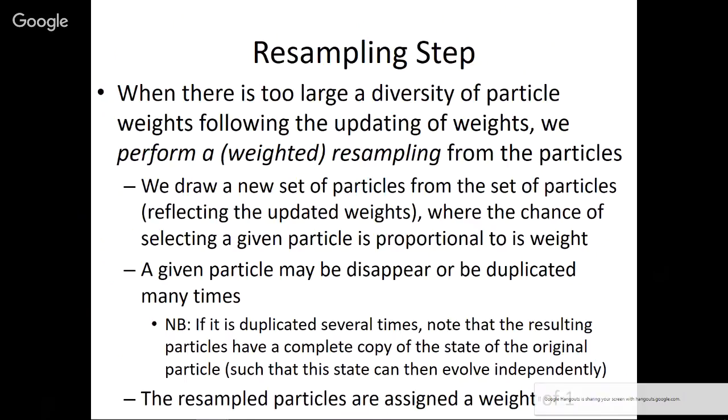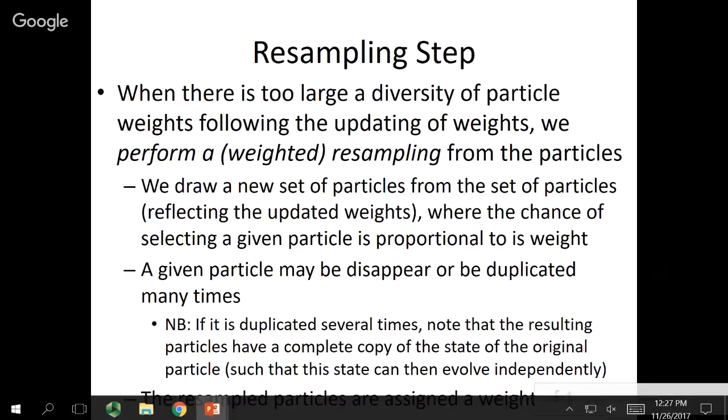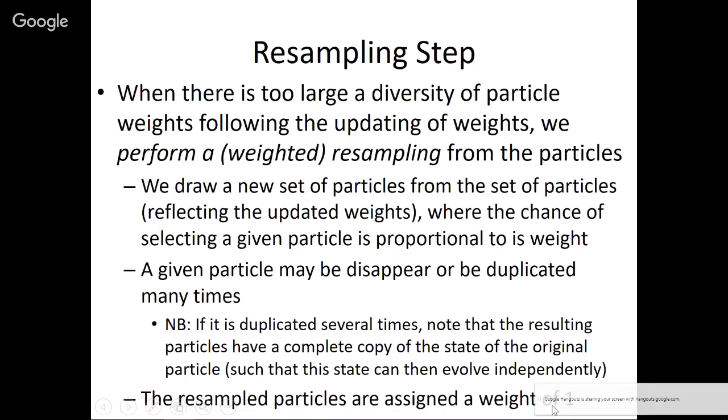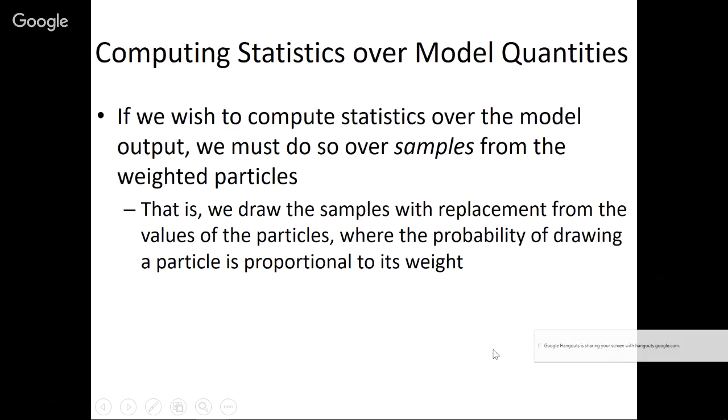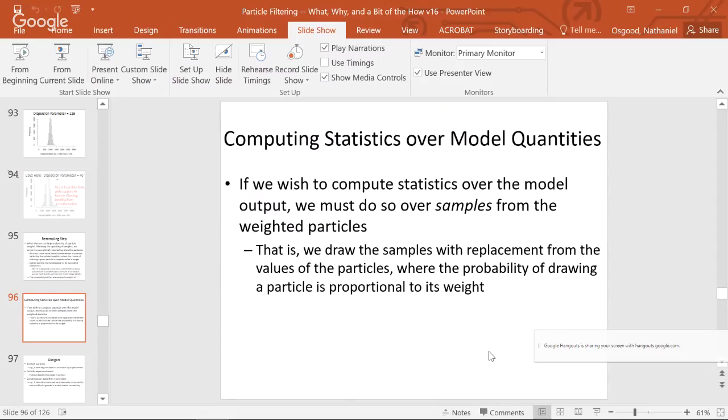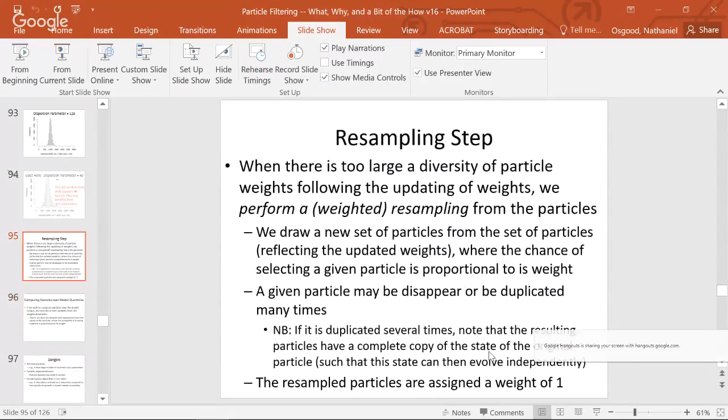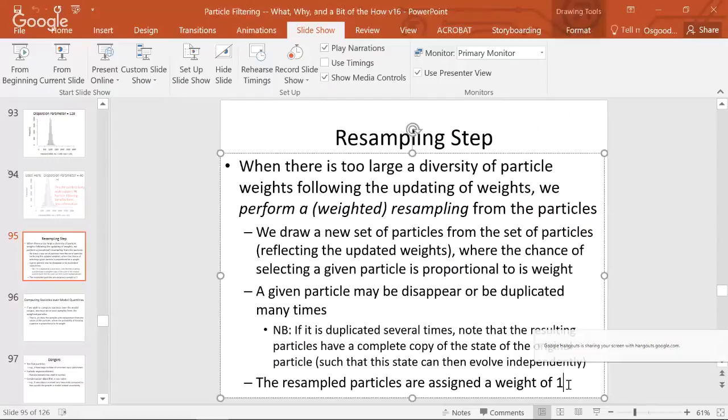Following this, all of the resampled particles are assigned a weight of 1. Actually, this says a weight of 1, but it's actually 1/n, 1 over the number of particles. So I should correct that. They're assigned an equal weight. They all have a uniform weight.